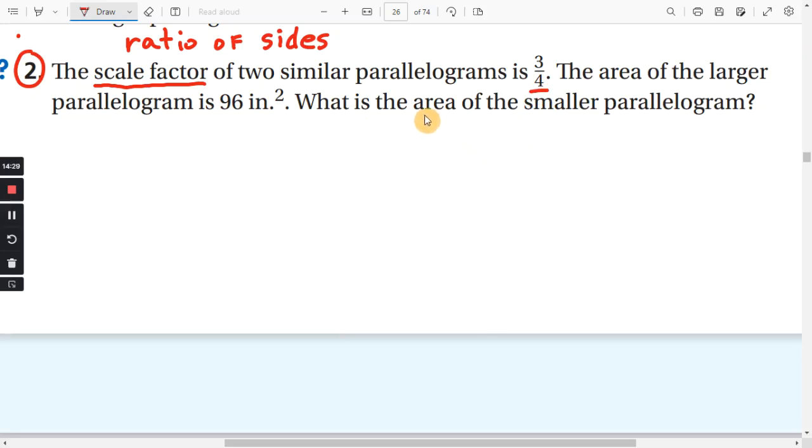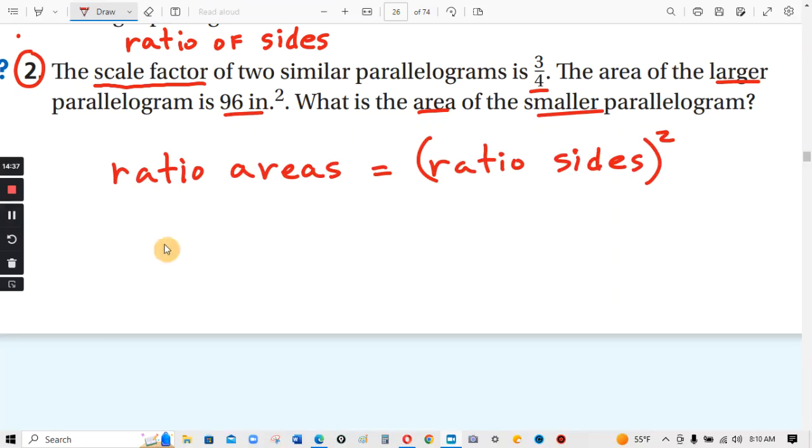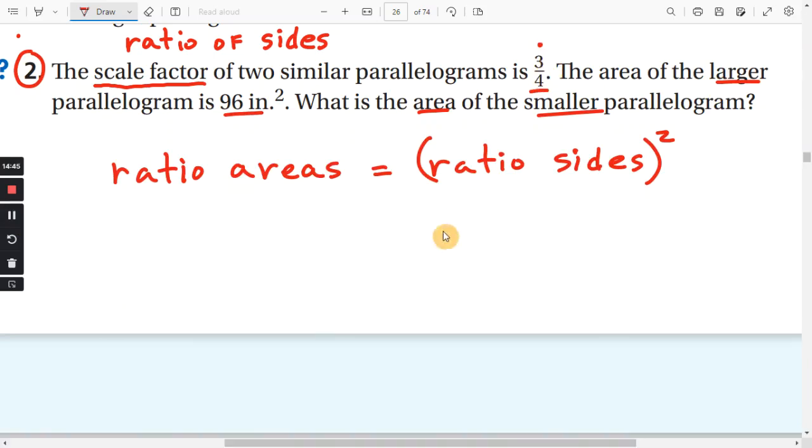And they want us to find the area of the smaller parallelogram. The larger one is 96 inches squared. So let's set it up. The ratio of the areas is going to equal the ratio of the sides squared. So the ratio of the sides is 3 over 4. You're going to take that and square it. Please try that first.